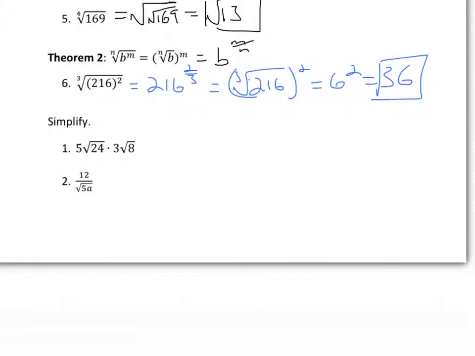All right, this starts the examples, because I did like 1,000 of them. But they're all pretty quick. We're just simplifying stuff as much as we can. So we've got 5 root 24 times 3 root 8.